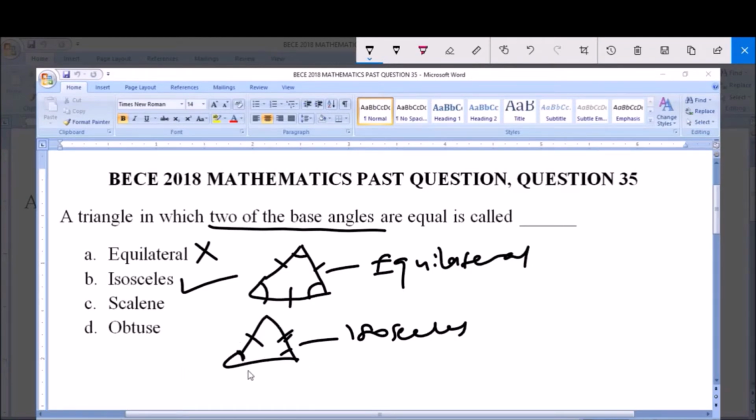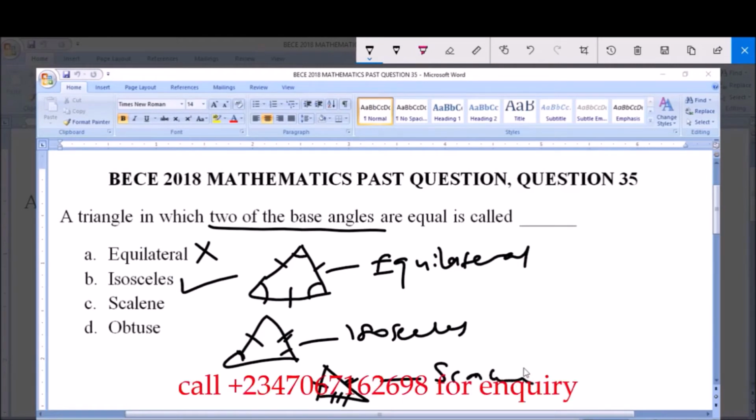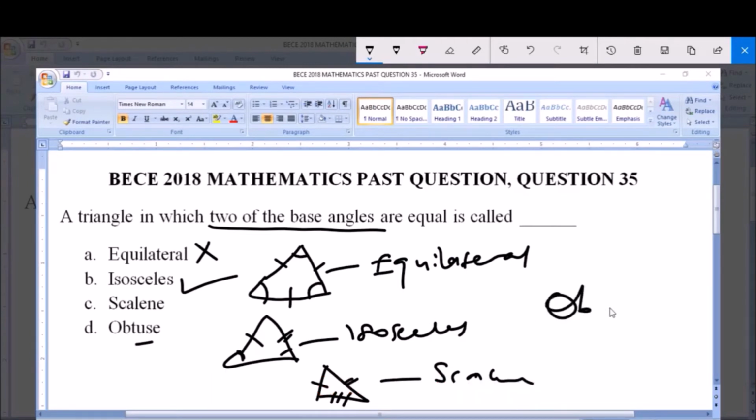Now C here says scalene triangle. In the case of a scalene triangle, none of its sides are equal at all. That's a scalene triangle. Then obtuse here is not a triangle. Obtuse is simply an angle, we call it an obtuse angle. That's when the angle is greater than 90 degrees but less than 180 degrees. Something like this. This angle here is an obtuse angle.